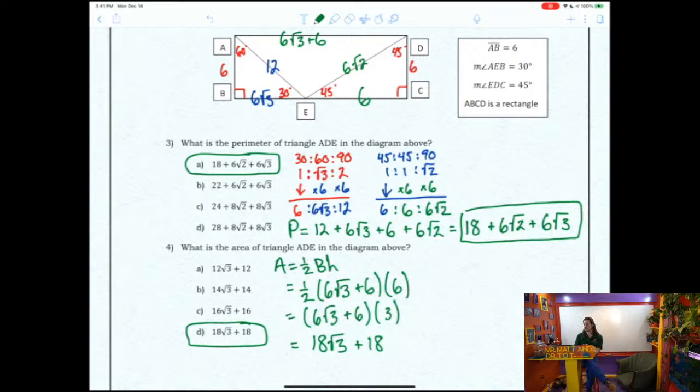I just need to make sure that I distribute that 3 to both the 6 root 3 and to the 6. So 6 root 3 times 3 is going to be the same thing as 6 times 3 times the square root of 3, or 18 root 3. There's no radical in the 3, so that radicand, the number underneath the radical sign, is unaffected by multiplying it by 3. 6 root 3 times 3 is 18 root 3. 6 times 3 is 18, so our final answer is going to be 18 root 3 plus 18.